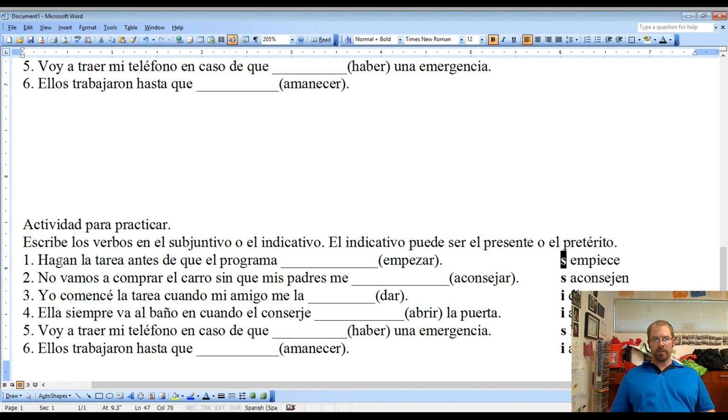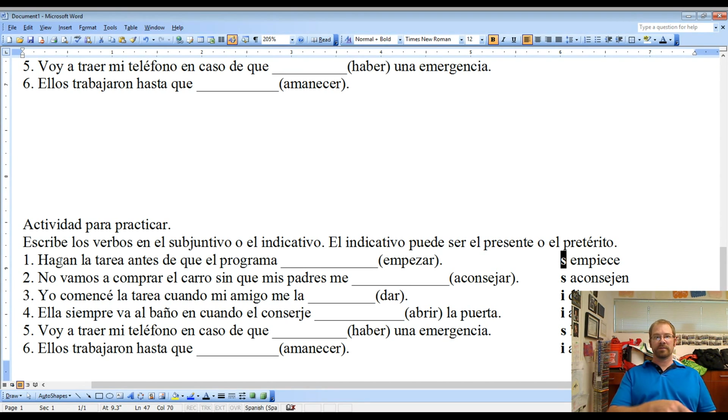The second one, so we're not going to buy the car without my parents advising me. Maybe they won't advise me, but I don't know that yet. So there's doubt there. So I'm going to put it in the subjunctive. Aconsejen. Number three, I started the homework when my friend gave it to me. So just by me saying that original sentence in English, when my friend gave it to me, gave is the preterite. That's the past tense. This happened. So I'm going to put that one in the indicative.